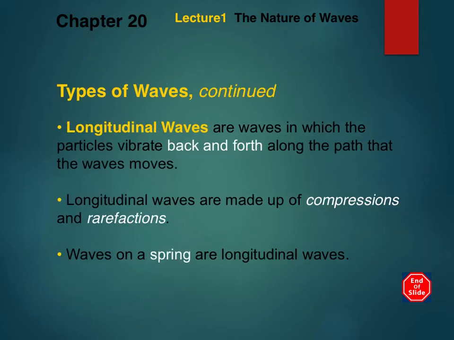So the other type of wave is called a longitudinal wave. These are waves in which the particles vibrate back and forth along the path that the wave moves. So these waves are made up of two things called compressions and rarefactions. So if you think about your slinky or a spring, when you pull one end of the slinky or the spring, it compresses and then goes forward. That is a longitudinal wave.